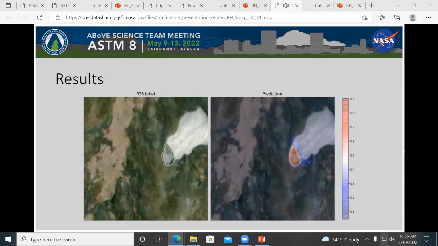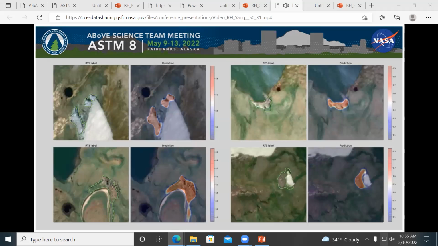And here I show you some RTS predictions on the test data set. So the test data sets are never exposed to the model before testing, so they represent the model performance on real world data. The predicted RTS shape is very similar to the human verified labels, and most of them have very natural outlines, which means they are pretty good.